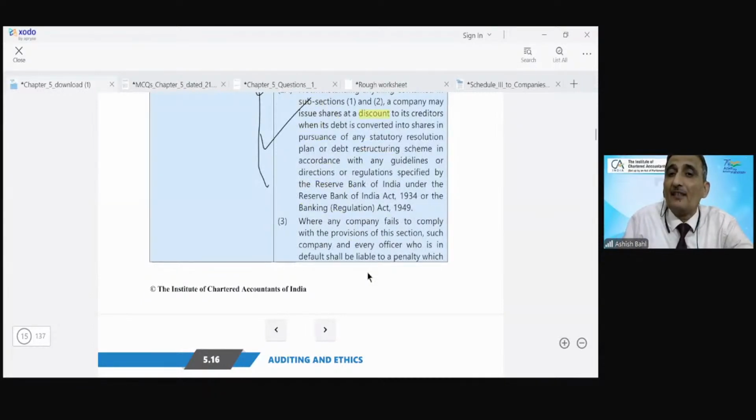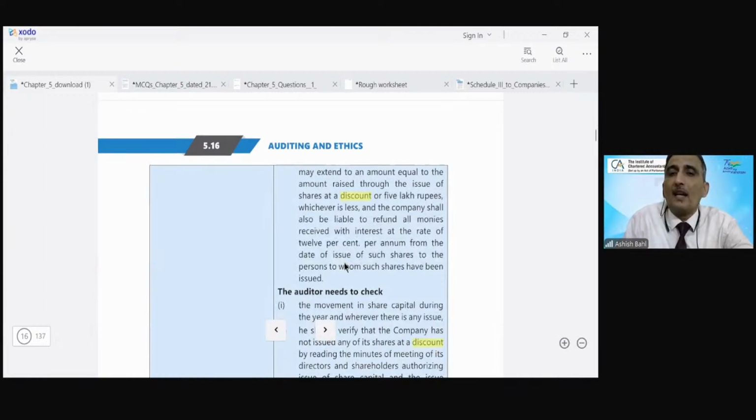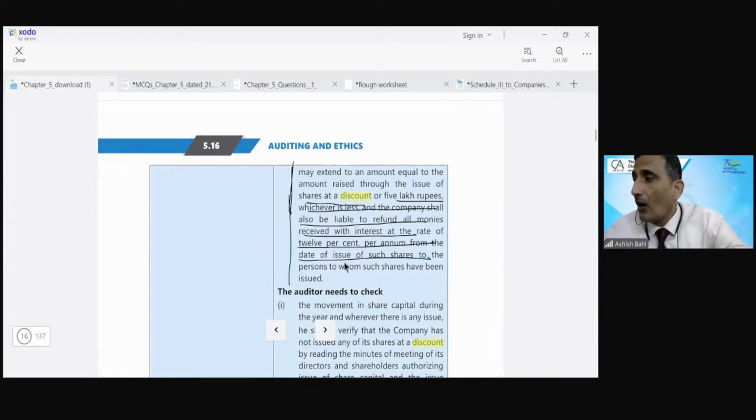Where any company fails to comply with the provisions of this section, such company and every officer who is in default shall be liable to a penalty which may extend to an amount equal to the amount raised through the issue of shares at discount, or rupees 5 lakh, whichever is less. And the company shall be liable to refund all monies received with interest at the rate of 12% per annum. So this is less of an auditing question and more of a company law question. But still, as it is in your syllabus and in your module, the question has been picked up by the paper setter.